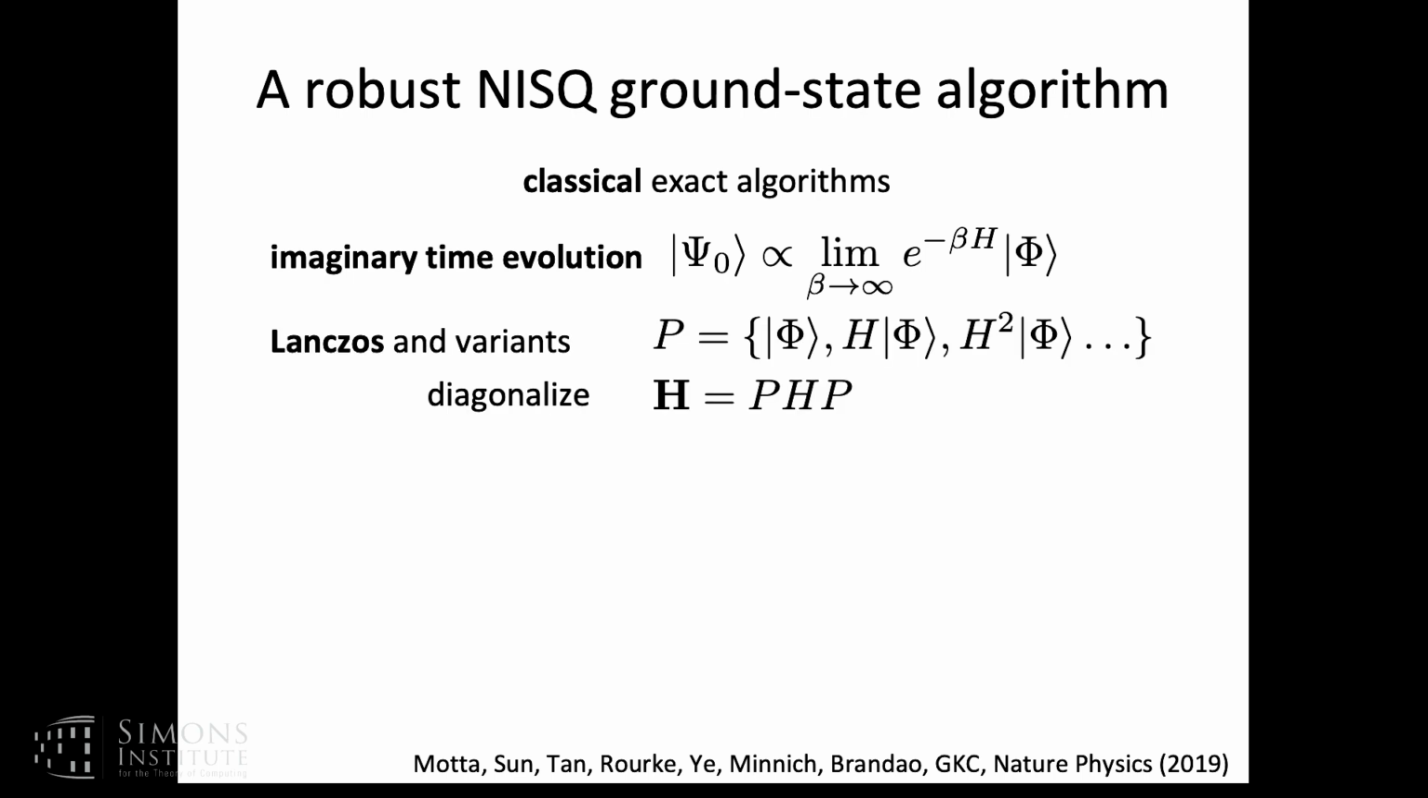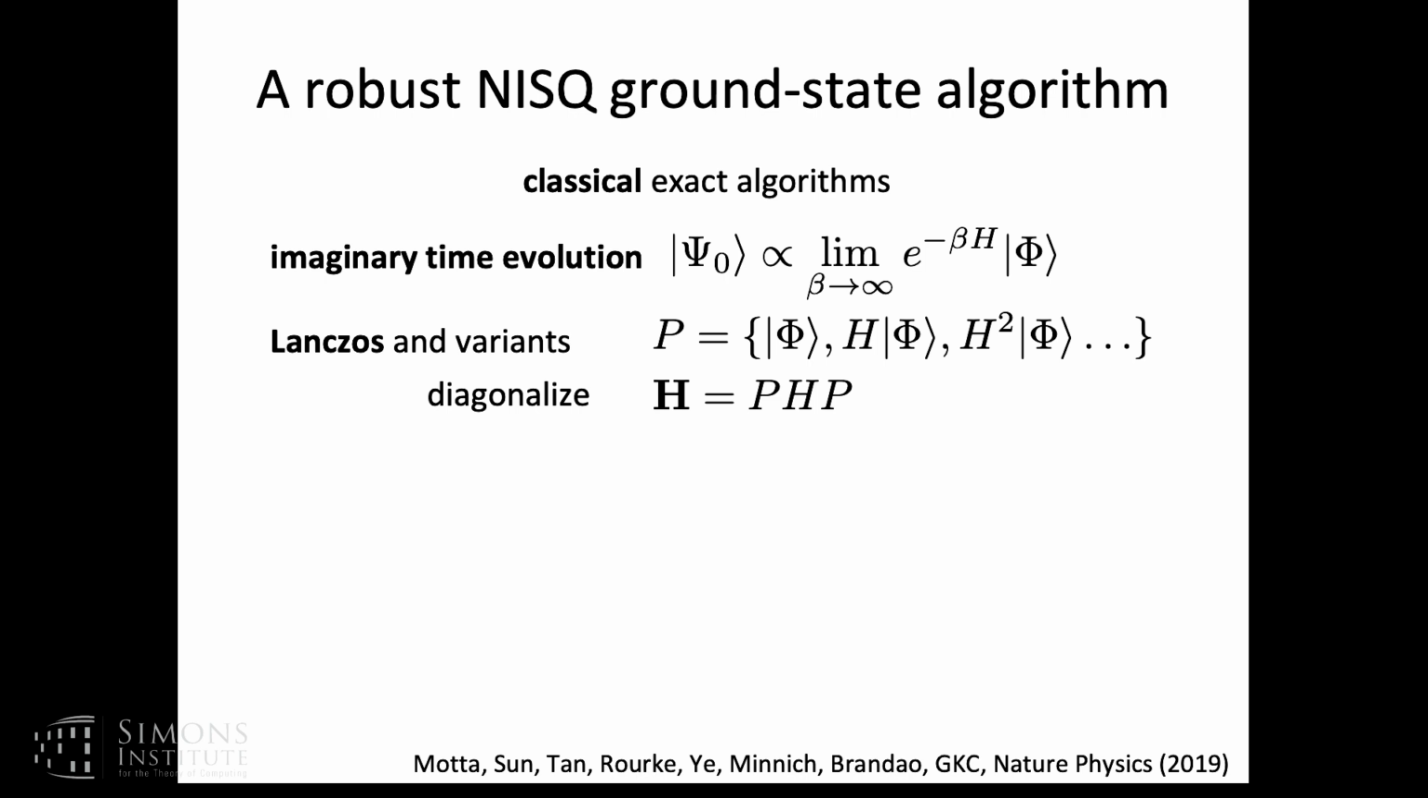Another related technique is to use things that we call Lanczos methods and so on and so forth. This is where you build a space of vectors which are rich in the extremal vectors by multiplying the Hamiltonian onto the state, and you diagonalize the Hamiltonian in the subspace. This can be viewed as a polynomial approximation of this exponential.